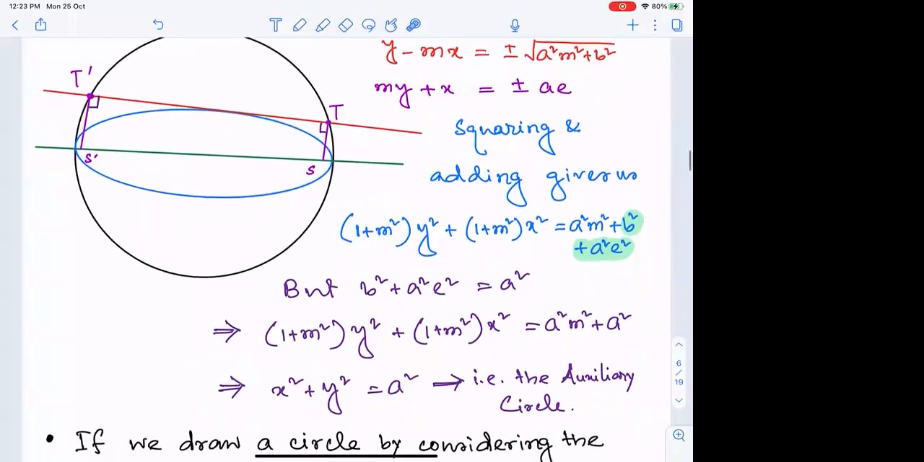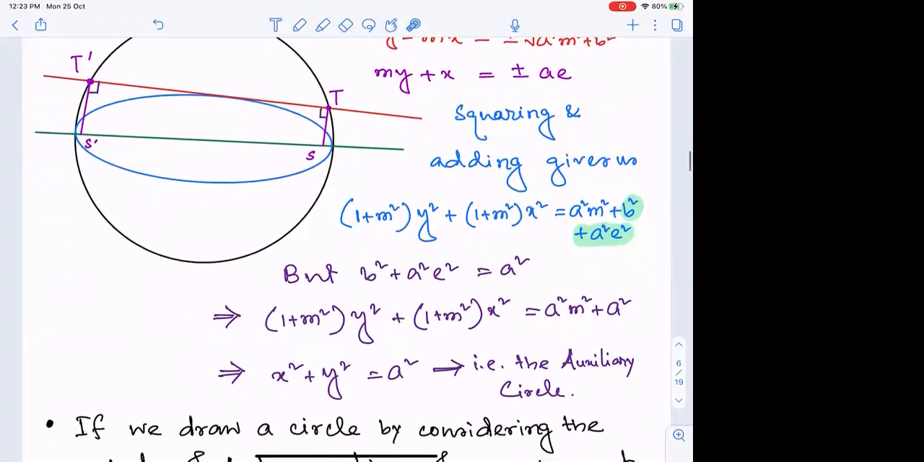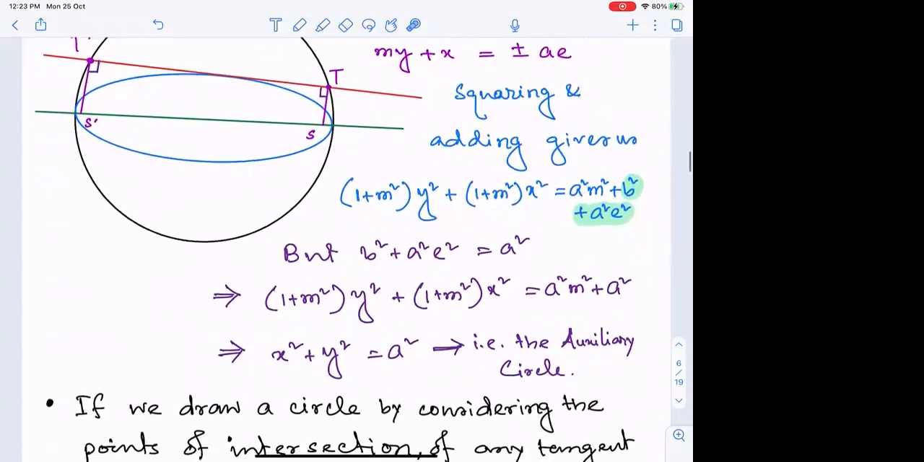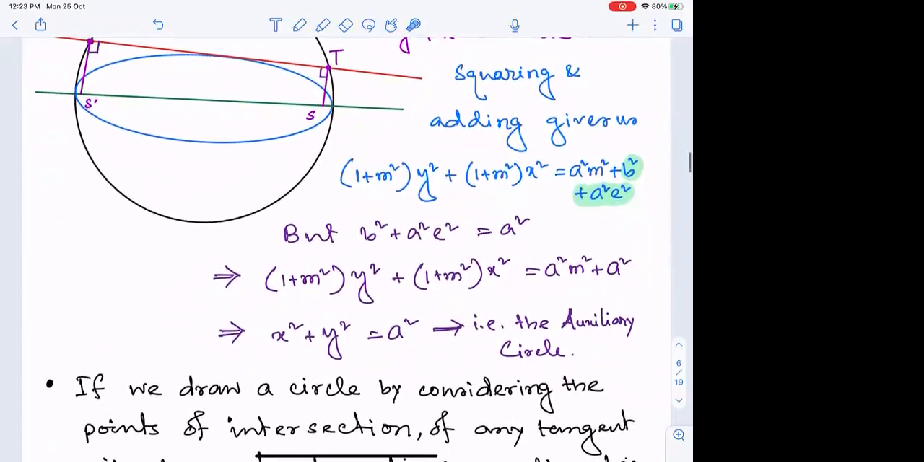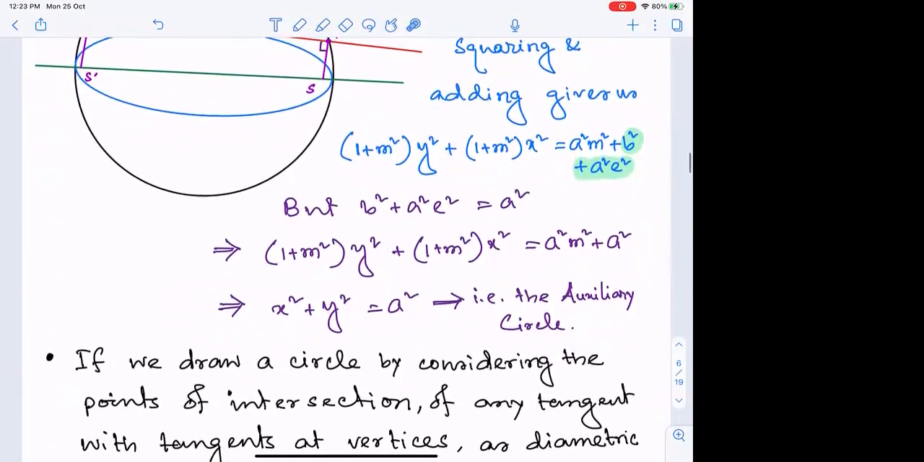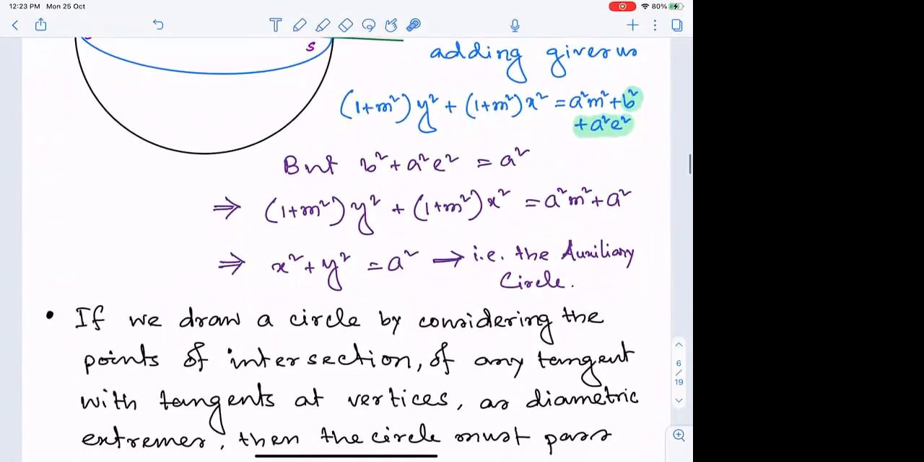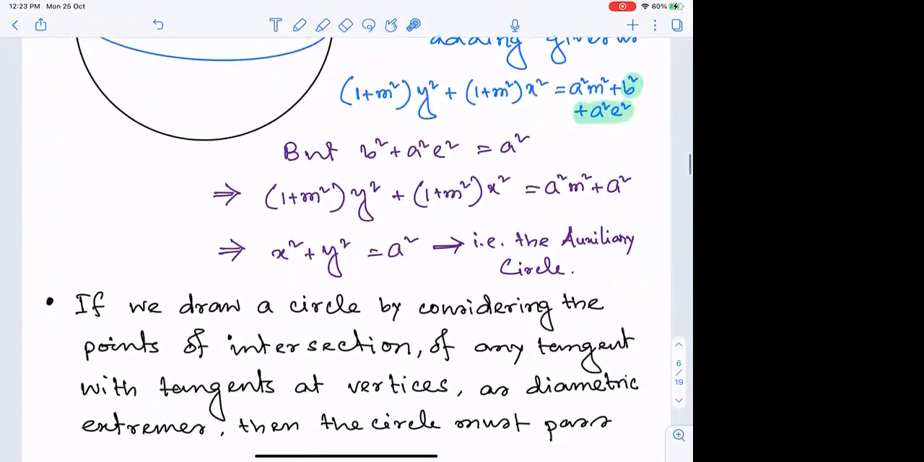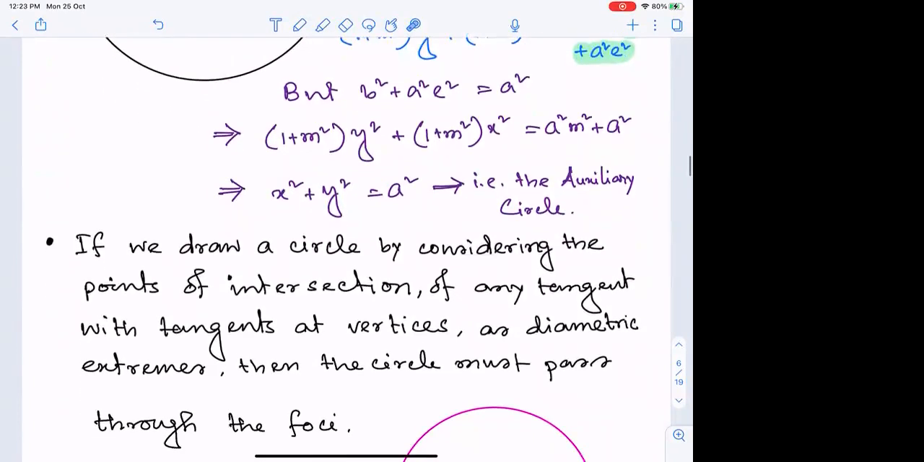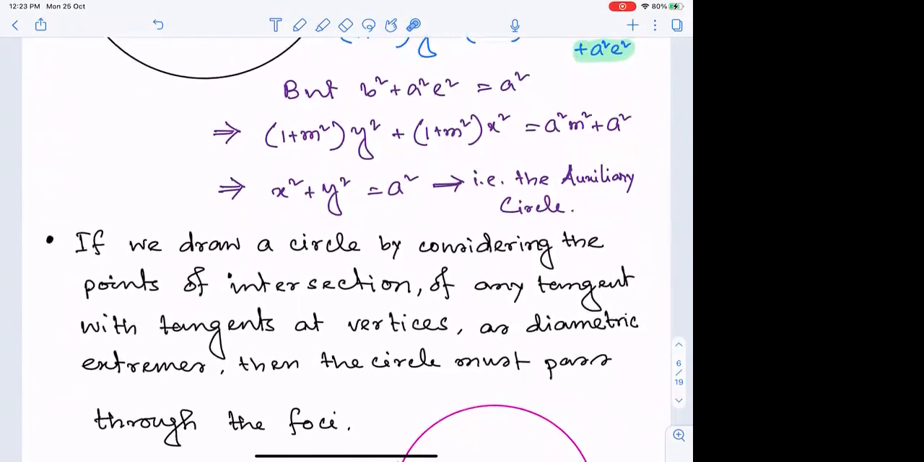The next idea is, if we draw a circle by considering the points of intersection of any tangent with the tangents at vertices as diametric extremes, then the circle must pass through the foci. Okay. So firstly, write down this result.